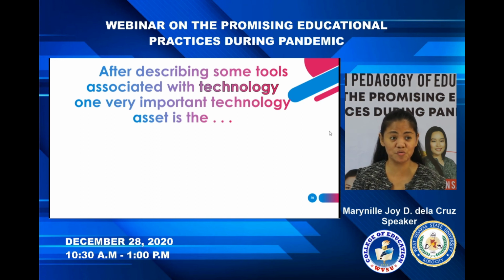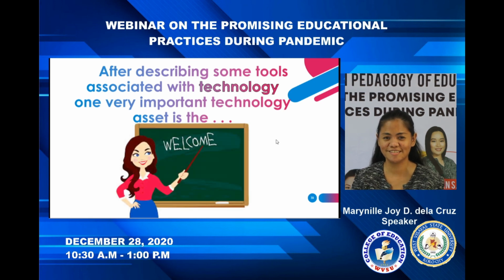After describing some tools that are associated with technology, one very important technology asset is, of course, us, the teacher. Just remember that technology may play a vital role in providing access to educational resources and opportunities for learners, and it somehow replaces some of the things that teachers do, but technology can never replace a teacher, because a teacher is the main person in helping learners to have access to technological capabilities, and human connection between teachers and students is still essential to learning development.